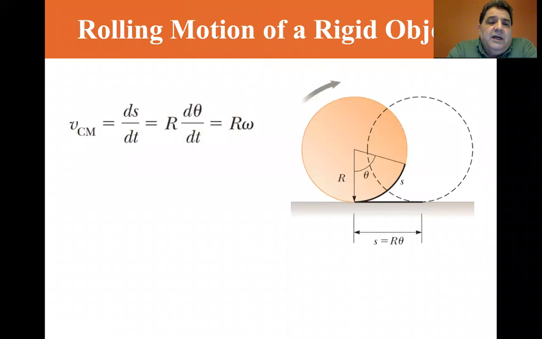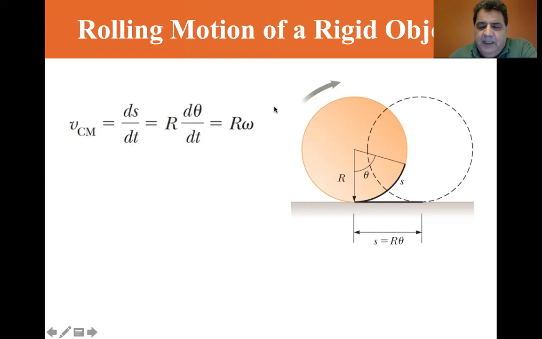Okay, so the velocity of the center of mass is ds/dt. Well, that's equal to r dθ/dt. S is equal to rθ, so ds/dt is equal to r dθ/dt, since r isn't changing, θ does change, but r doesn't change. And what is dθ/dt? That's equal to ω, the time rate of change of angle is the angular velocity.